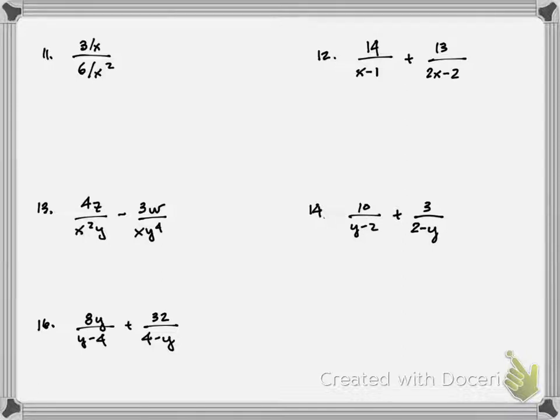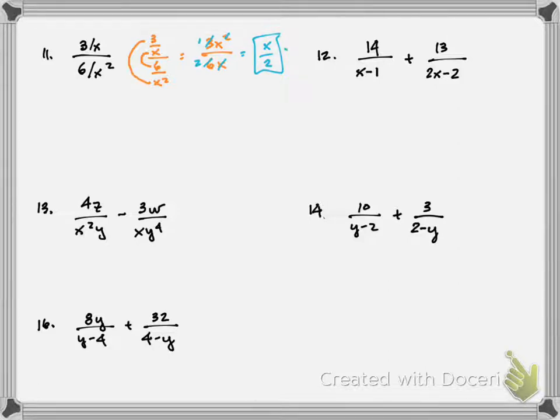Okay, 3 over x over 6 over x squared. In this case, our numerator gets multiplied by x squared, and our denominator gets multiplied by 6. And so I'm going to rewrite this as 3x squared over 6x. Now 3 over 6 reduces to 1 over 2, and x squared divided by x reduces to x over 1. And so we're left with, in the end, x over 2, which is the same as 1/2 x.